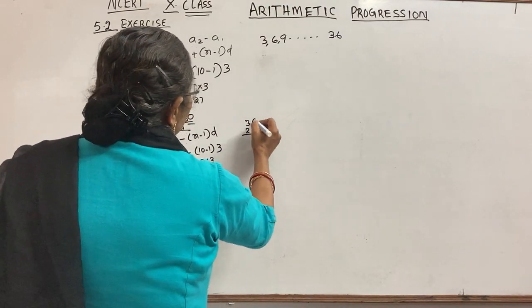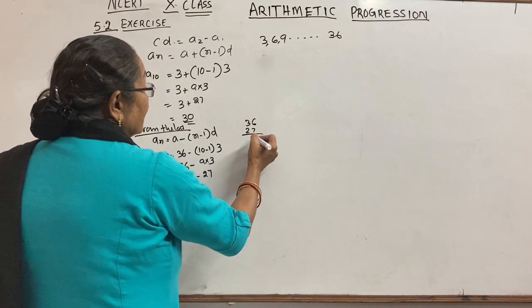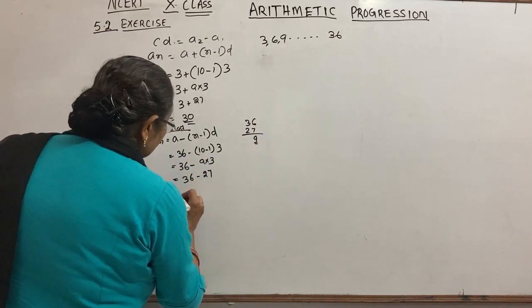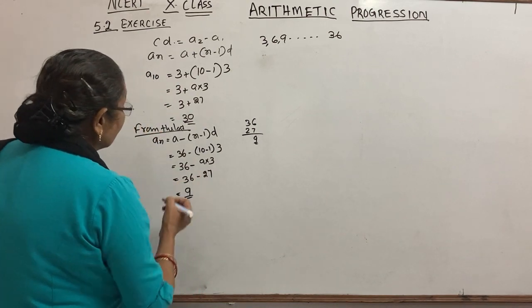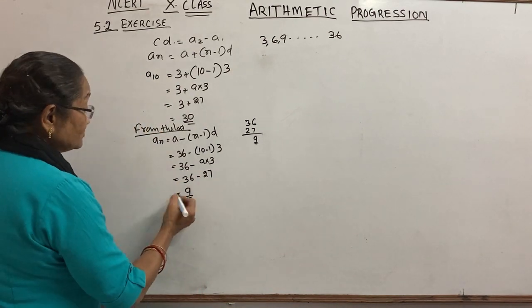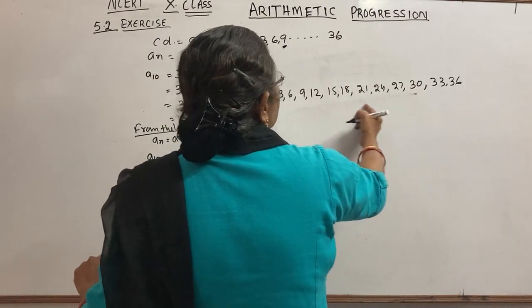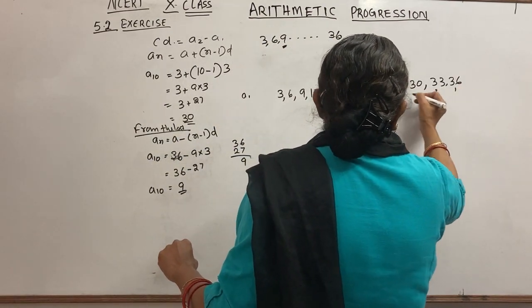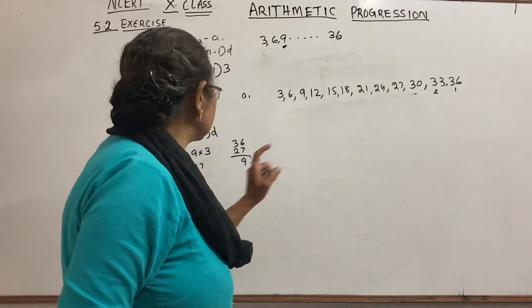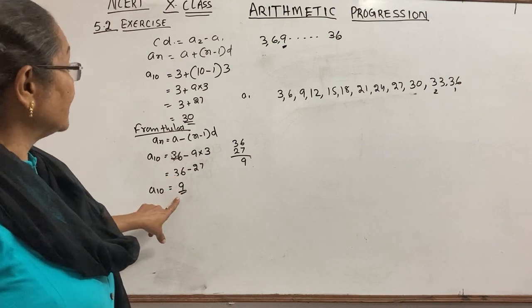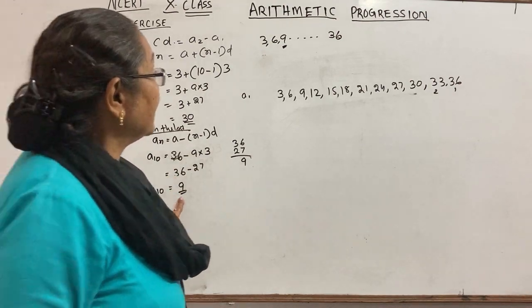36 minus 27 is 9. So our 10th term is what? 9. These are numbers, this is 1, 2 from the end, that is 36, our first term. So that's why 36 minus 27. So the 10th term will be 9. That is the 10th term.